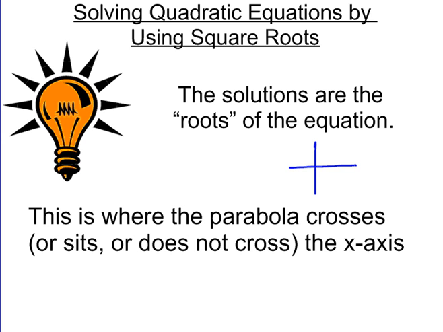This parabola can be in several places. It can cross the axis in 2 places. It can sit right upon the axis like so, or it can be not even touching it. So we have different things that can be going on, so we could have different numbers of roots or solutions to our quadratic equation. Now, there are 5 different methods to solving quadratic equations. This just happens to be one of them, using square roots.